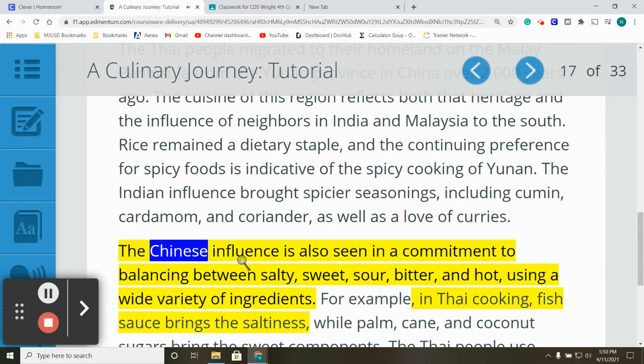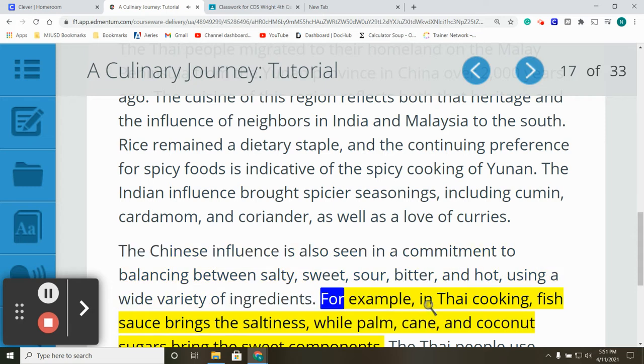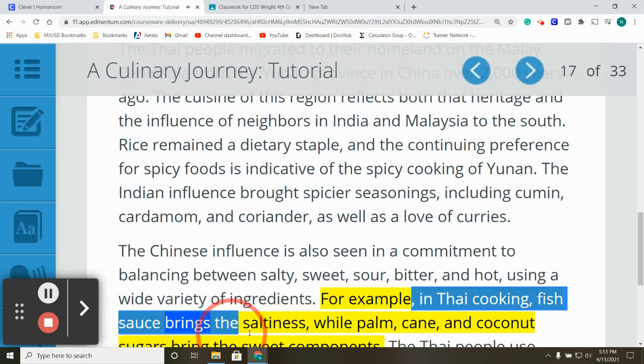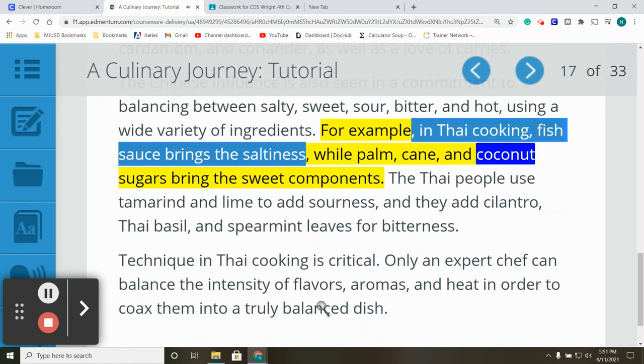The Chinese influence is also seen in a commitment to balancing between salty, sweet, sour, bitter, and hot, using a wide variety of ingredients. For example, in Thai cooking, fish sauce brings the saltiness, while palm, cane, and coconut sugars bring the sweet components.